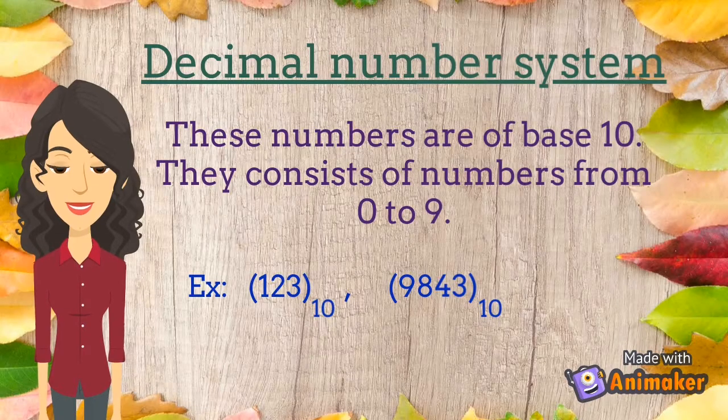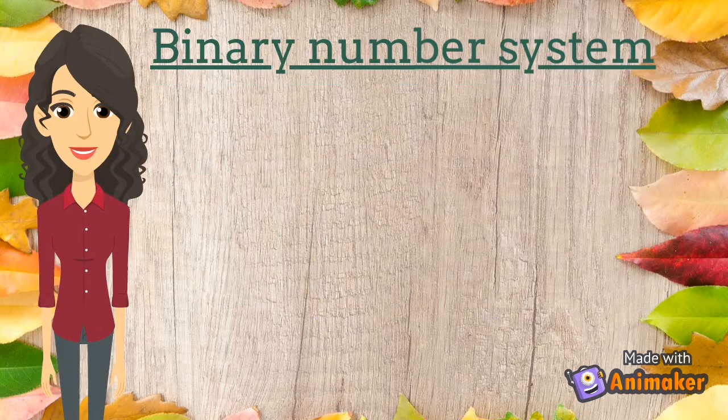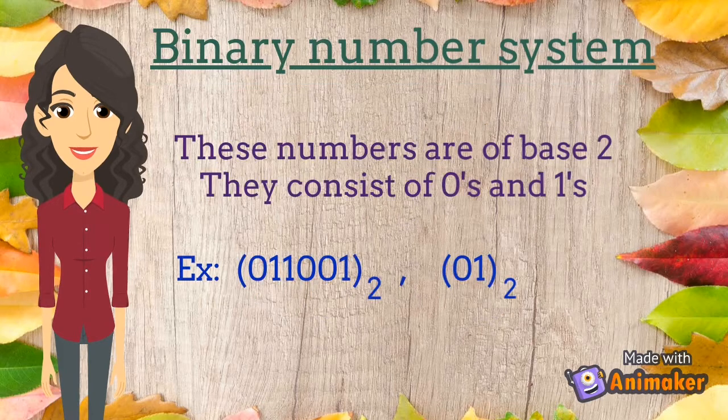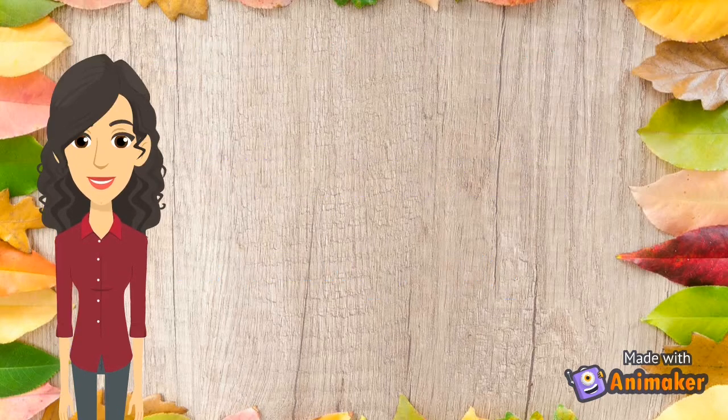Okay, now with that knowledge of memory, moving on, let's understand decimal and binary numbers. Numbers with base 10 are called decimal numbers. They consist of numbers from 0 to 9. Numbers with base 2 are called binary numbers. They consist of zeros and ones. After knowing that, let's see how to convert a decimal number into binary.